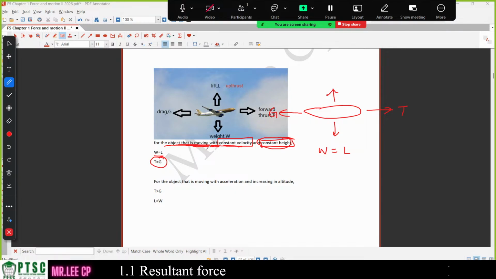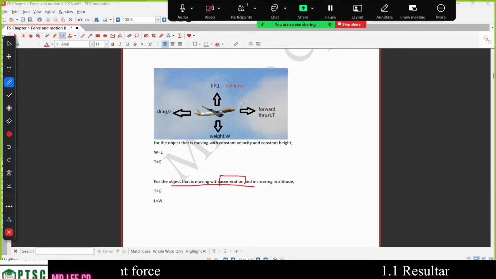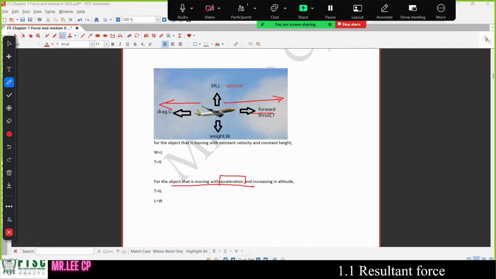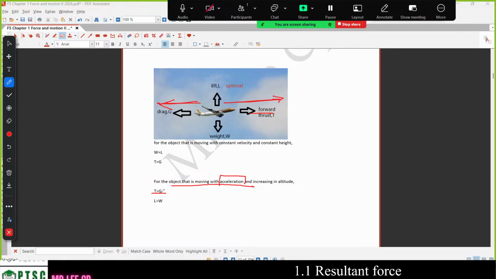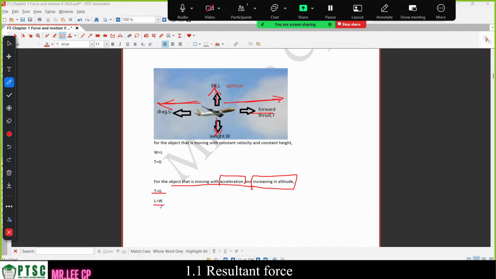Okay? Now, what if the aeroplane is accelerating? Accelerate means forward thrust is more than the drag. T is more than D. And then increasing altitude, I mean L is more than W. Okay? This one you need to know.